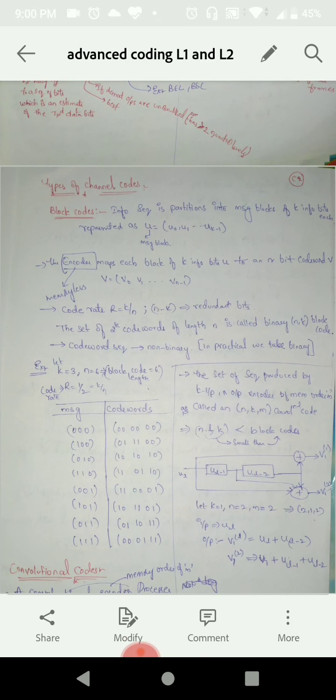So, types of channel codes. First is block codes and the second one is convolutional codes. So let's talk about block codes.